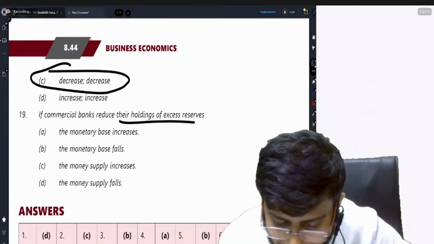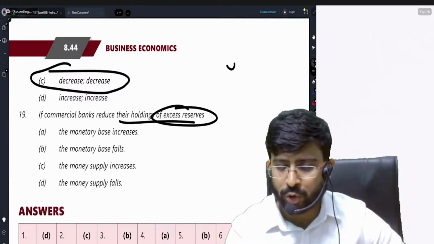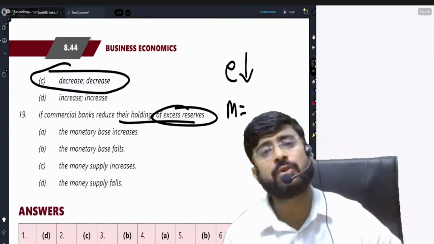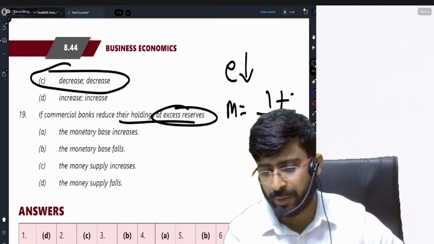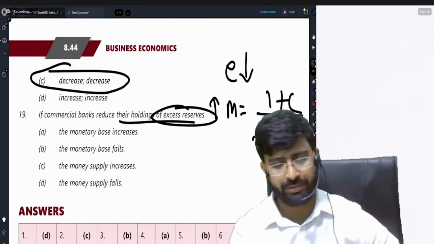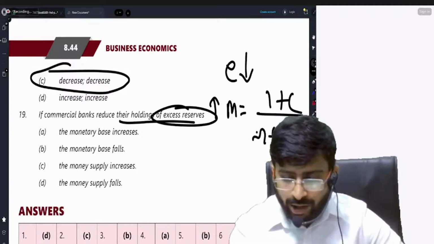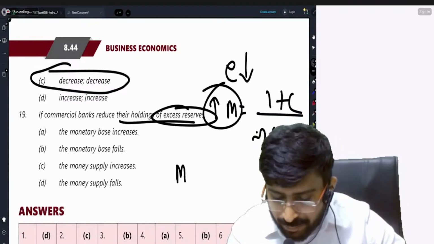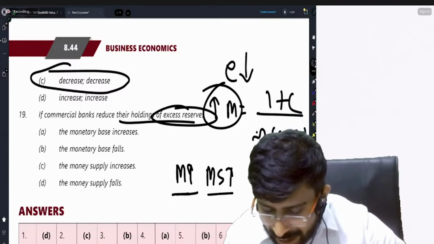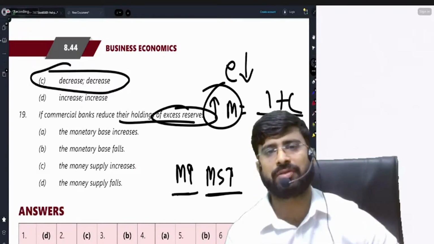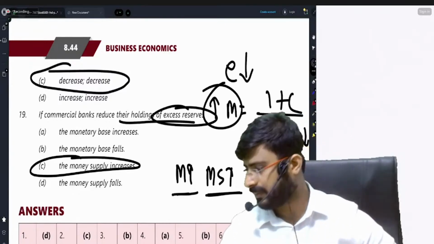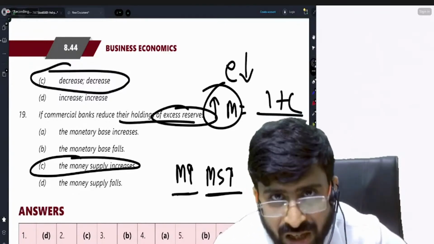And finally, the 19th point. If commercial banks reduce their holding of excess reserve, so E is falling. Now you know M, money multiplier, equals what? 1 plus C by R plus C plus E. If E falls, then M will rise. And if money multiplier rises, money supply will also rise. So the money supply will increase. I hope it's crystal clear, everyone.